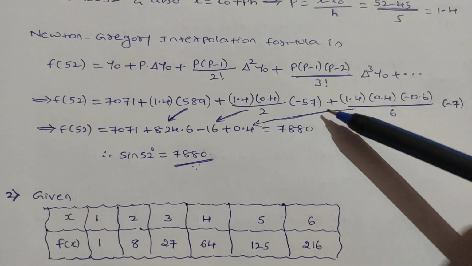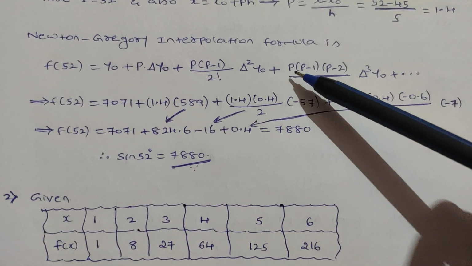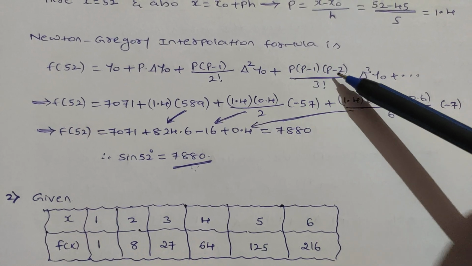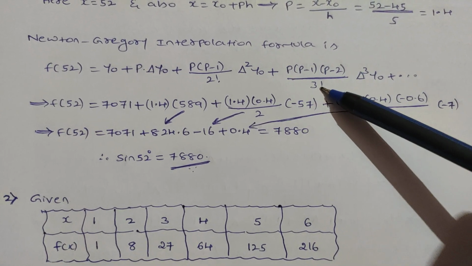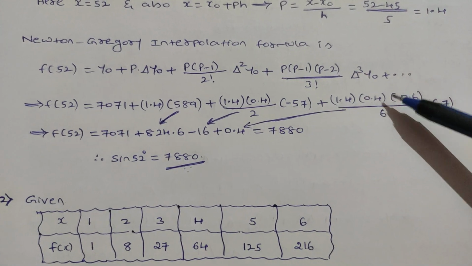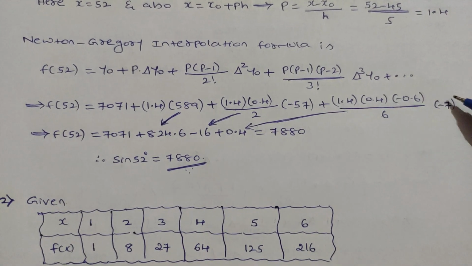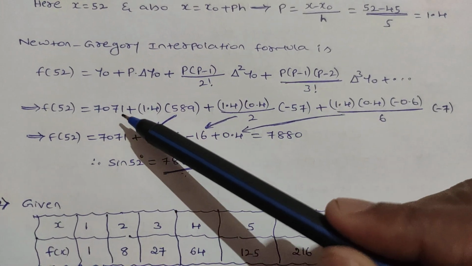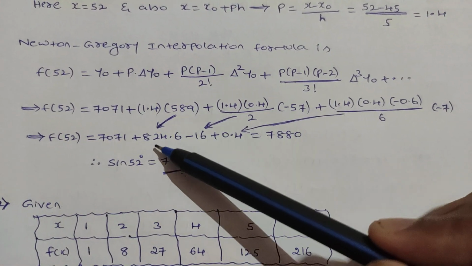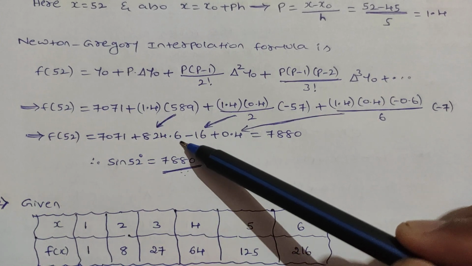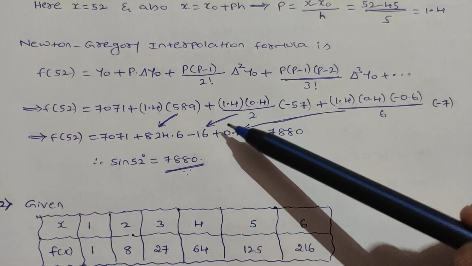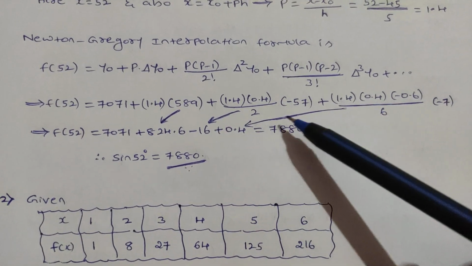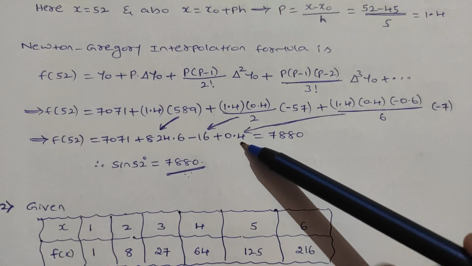The second difference will be minus 57 plus p into p minus 1, that is 1.4 into 1.4 minus 1, and 1.4 minus 2 divided by 3 factorial, which is 6. Delta cube of y naught, that is the third difference, will be minus 7. So therefore we observe the value as 7071 plus 824.6. On simplifying this one, we observe its value as minus 16. On simplifying this one, we observe the value as 0.4.